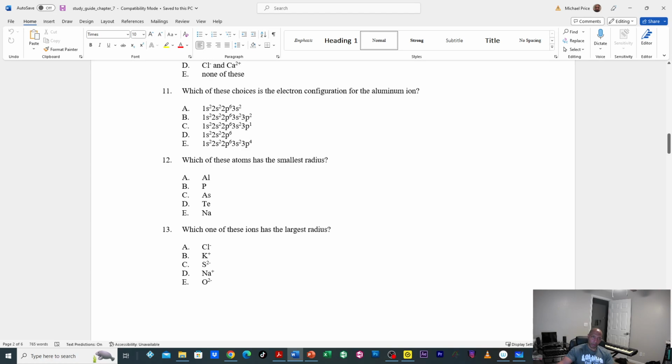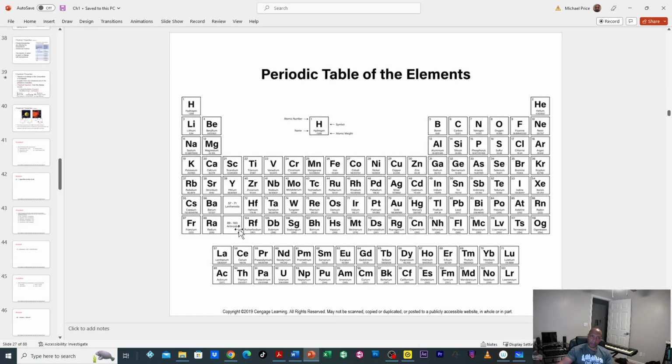Now, we didn't go over atomic radii in class, but I'm going to go ahead and do this. I think you guys can get this. They asked which of these atoms has the smallest radius. So what you do is you just go through one by one, and you eliminate them as you go along. So first I'm going to compare aluminum to phosphorus. Now, before I started studying chemistry, I used to think that the higher the atomic number, the bigger the atom. Period. That's what I used to think.